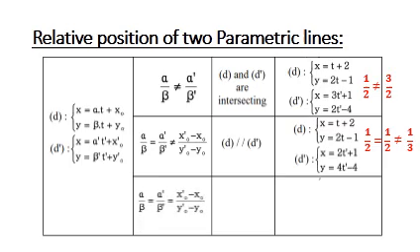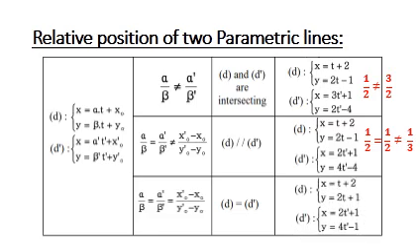But if the three of them are equal, then the two straight lines are confounded, as you see in this example. So 1 over 2 is equal to 1 over 2 is equal to 1 over 2. So we say that those two straight lines are confounded.